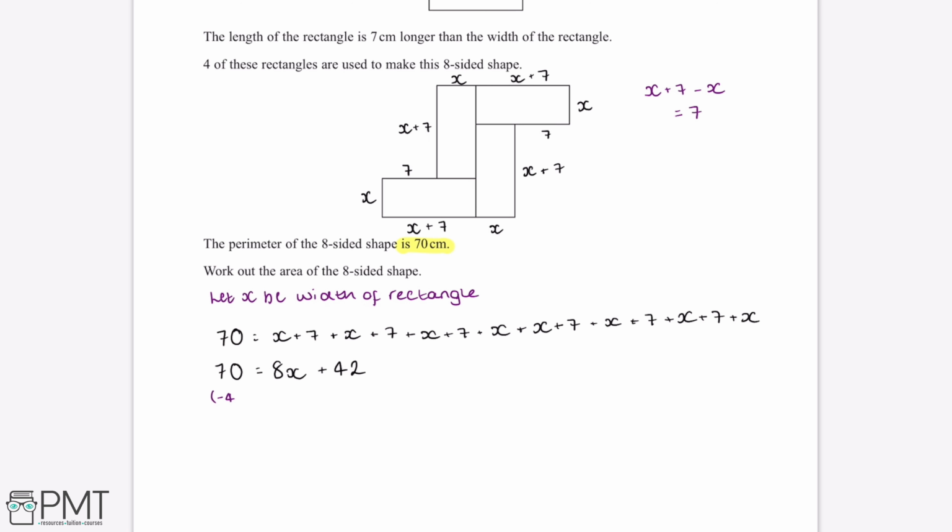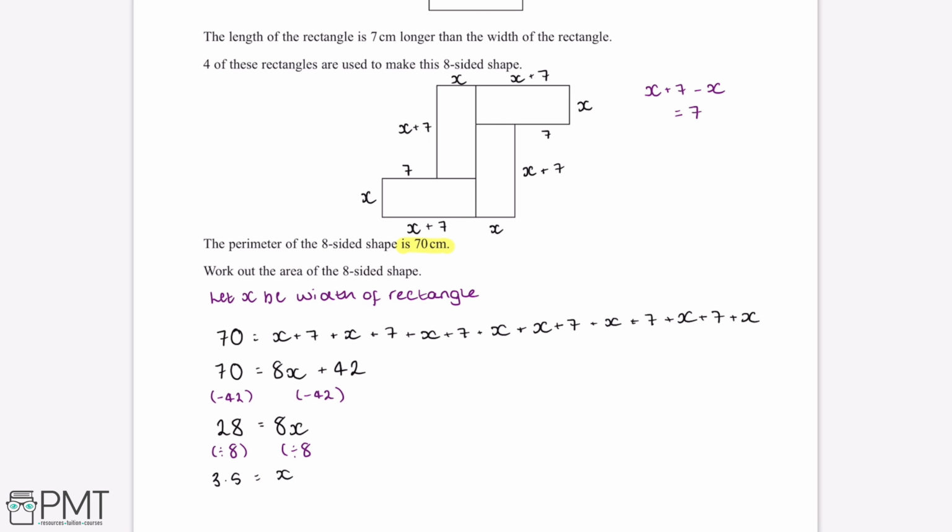So the first thing we can do is minus 42 from both sides, and 70 minus 42 gives us 28. And 8x plus 42 minus 42 gives us 8x. And now the final thing we can do is divide both sides by 8. And this tells us that x is equal to 3.5.